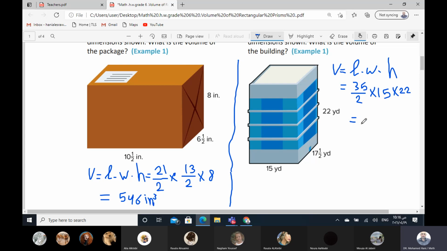Now, who can help me to find the product, please? The answer is 5,775. Repeat, please. 5,775. Excellent, thank you. 5,775. And what is the unit here? Yard. Yard cubic, thank you.